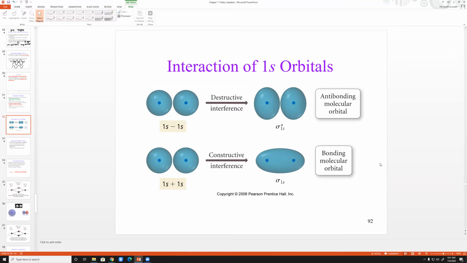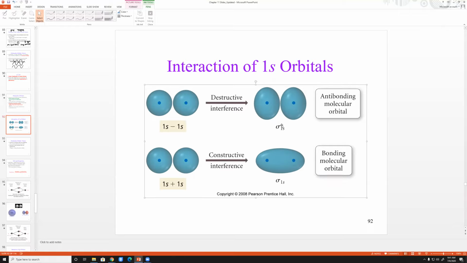Then, when you have destructive interference, that is not favorable, and it requires more energy to bring the atoms close together. That makes sense, kind of, because they wouldn't add well. They would bond weirdly, or not at all. So we call these sigma star. Sigma means this is just a single bond represented, and this is the 1s orbital.